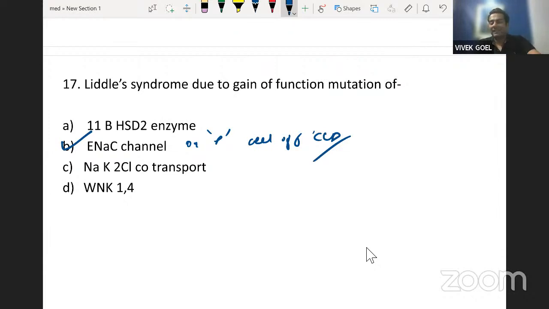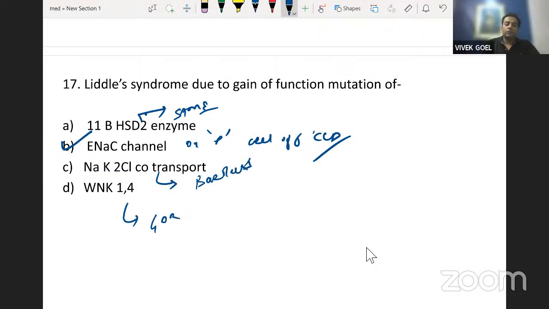Good. Very, very simple. Now, if this channel gets mutated with loss of function, that can lead to SAME. If this one has a loss of function mutation, it can lead to Bartter's. And if this one has a gain of function mutation, it can lead to Gordon's.